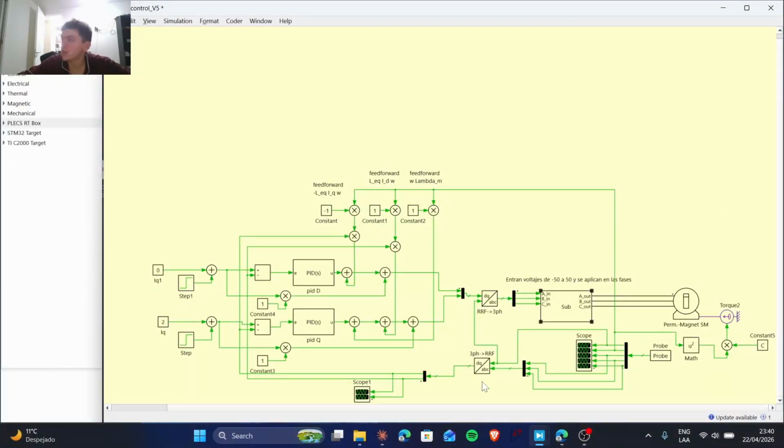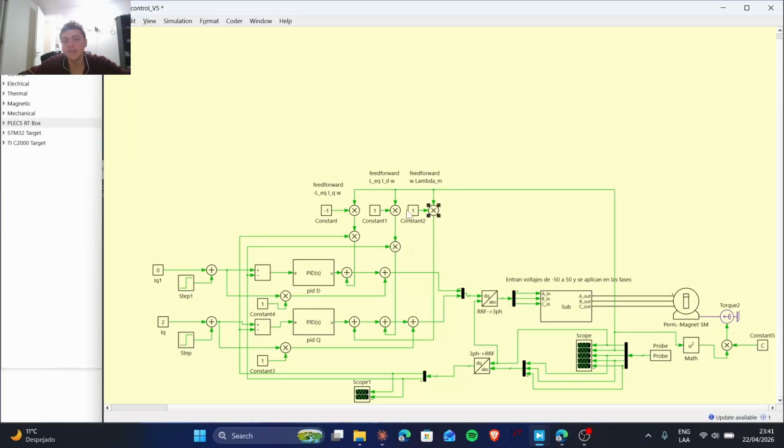We have two Park converters, one for the actuation. The voltage in the DQ frame is transformed to ABC voltage that gets into the inverter module, and the other Park module converts the ABC currents to DQ currents to implement the PI control system. For the PI control system, we have three feed-forwards to cancel the coupling between the machines.